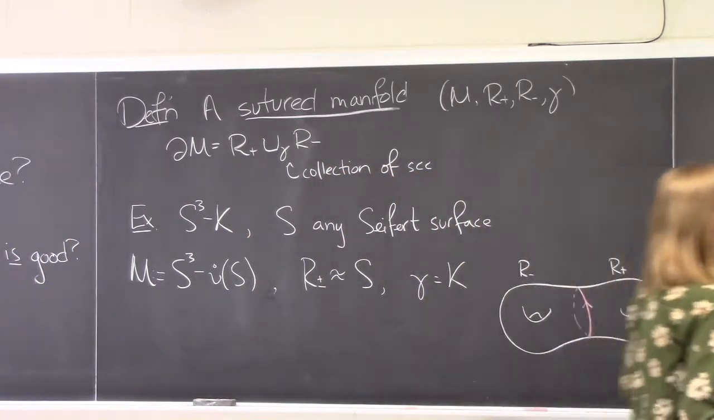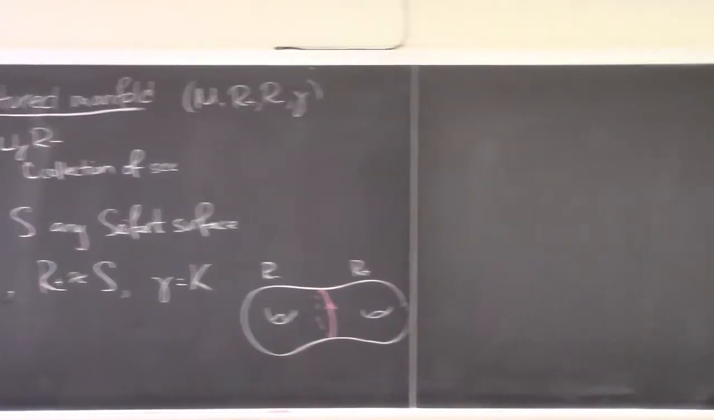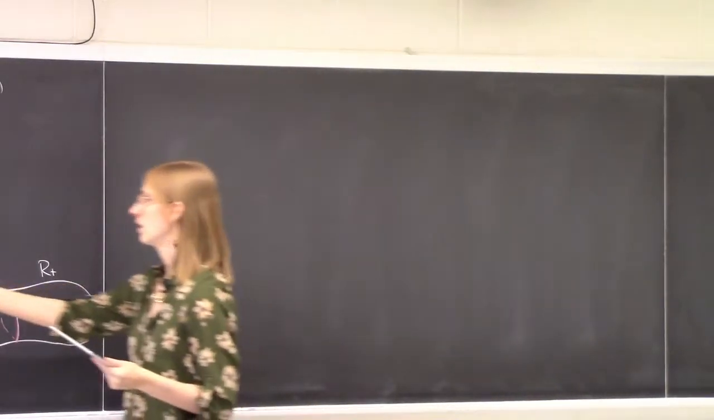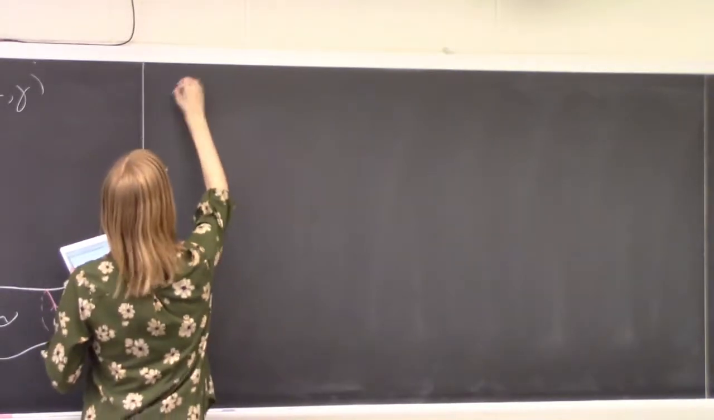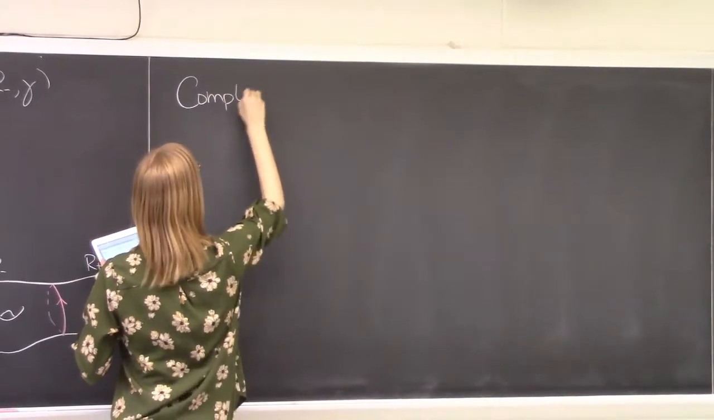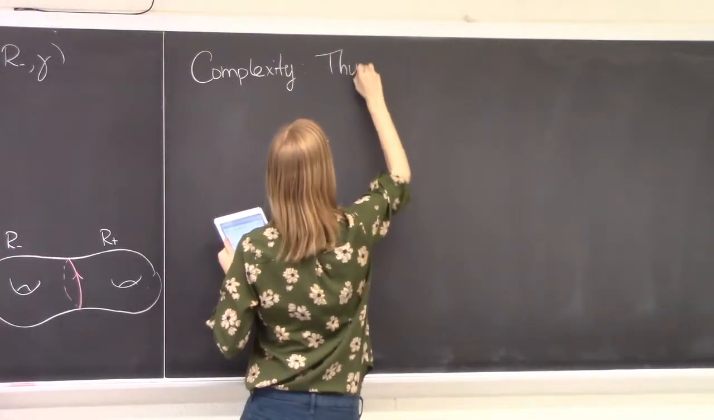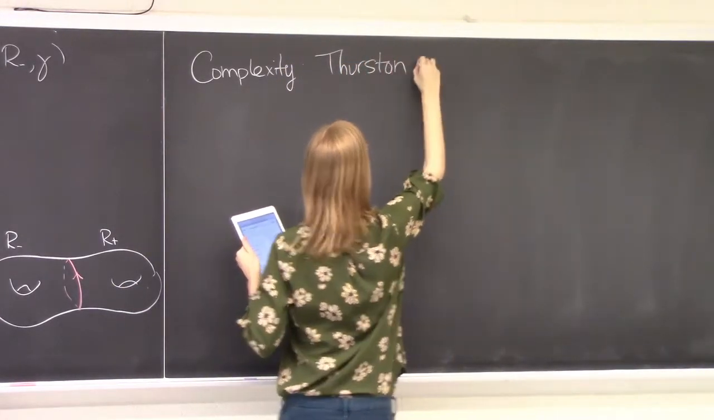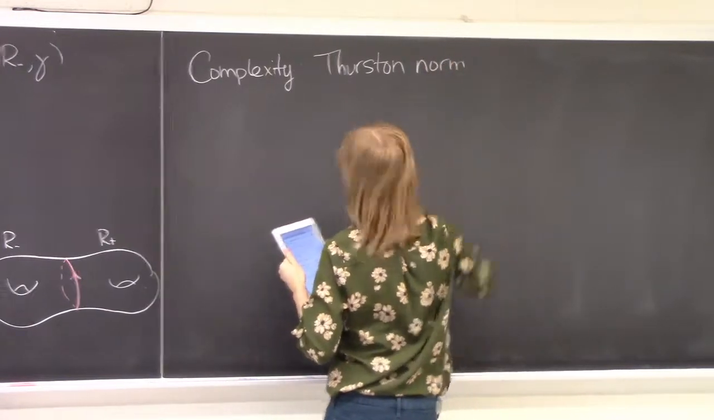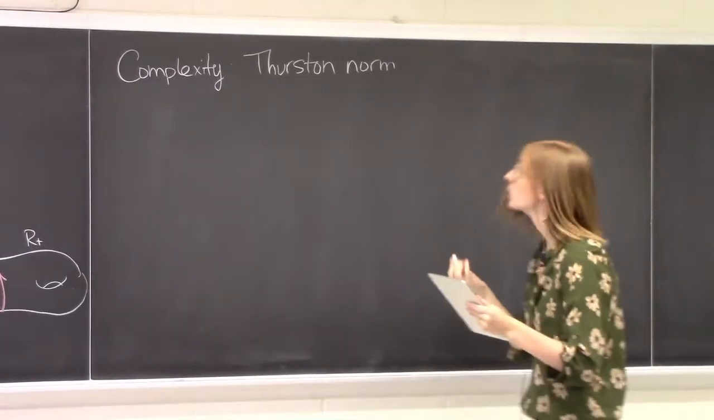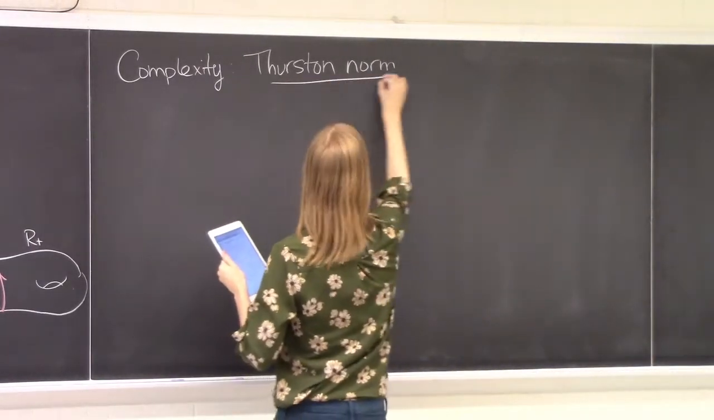So next, let's define the Thurston norm, our notion of complexity for our surfaces in the case of a knot complement or Seifert surface. So our notion of complexity is the Thurston norm, which is a generalization of the knot genus, if we're looking at a knot. So what is the Thurston norm?